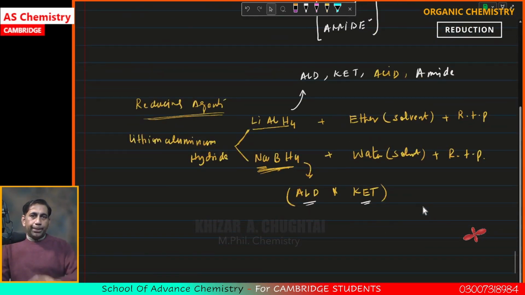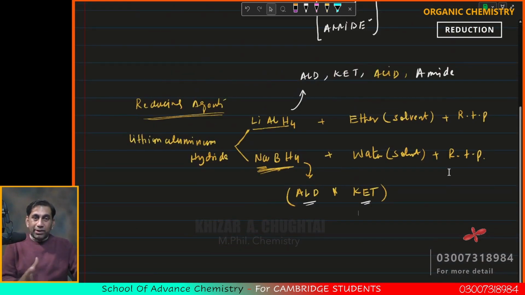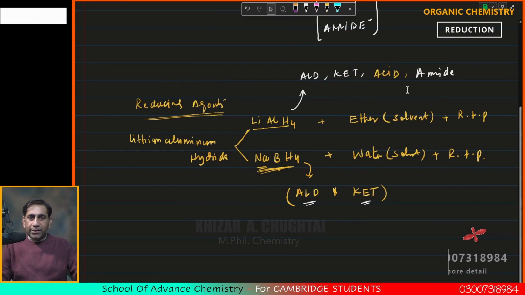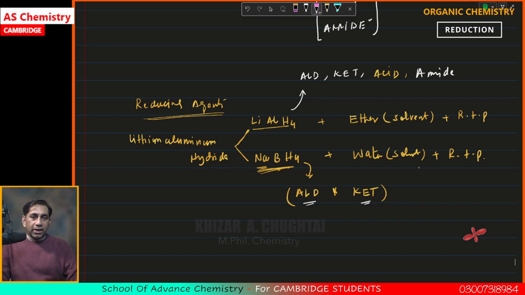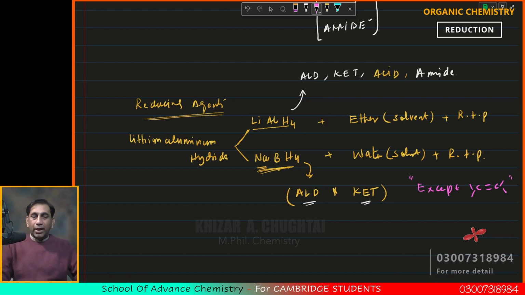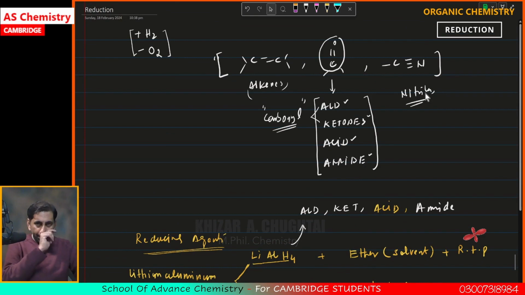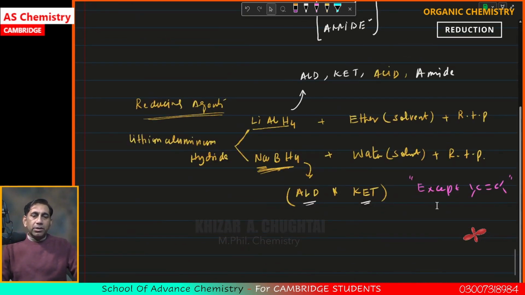So this is one group. This is called one group of reducing agents. But have you noticed that I didn't count the carbon-carbon double bond anywhere in this list? So these two reagents have an exception. What is the exception? I'm going to write it over here. Except carbon-carbon double bond. They cannot reduce carbon-carbon double bond. They can reduce aldehydes, ketones, acids, amides, and even nitriles, but they cannot reduce carbon-carbon double bond.